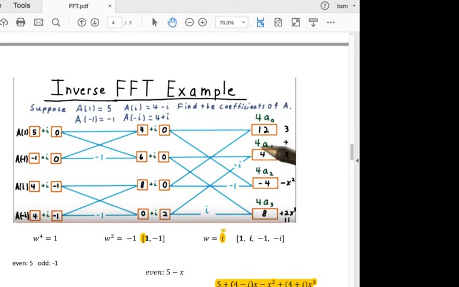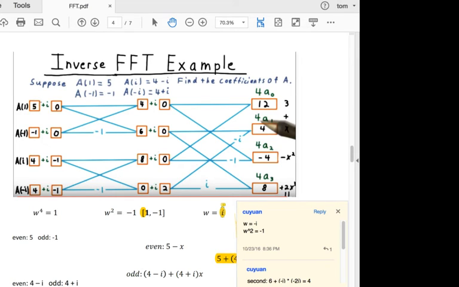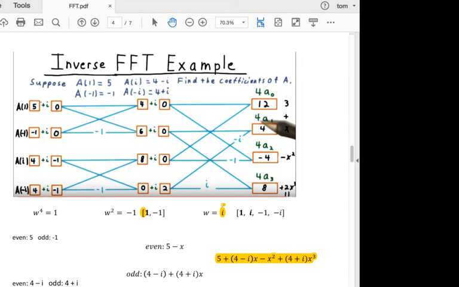Okay. So here is the inverse FFT. You can see we just rerun the FFT algorithm, but omega is i, and the inverse of omega should be minus i. It's nothing but the FFT.